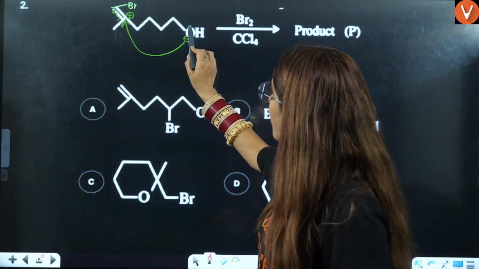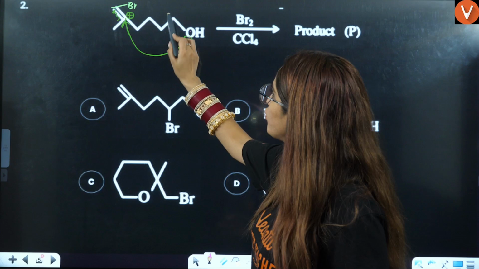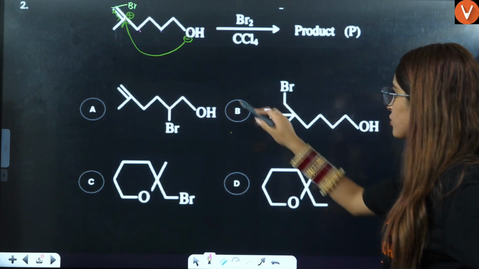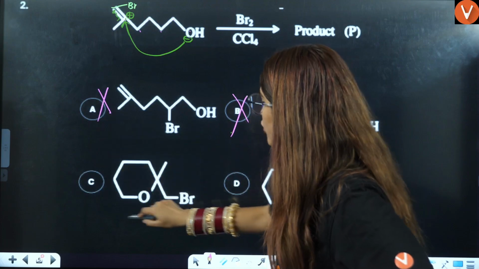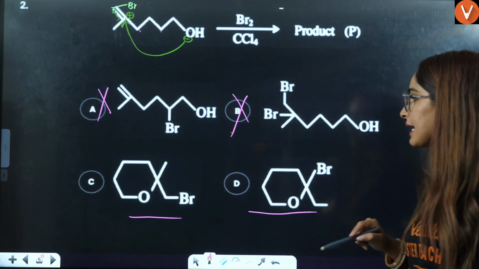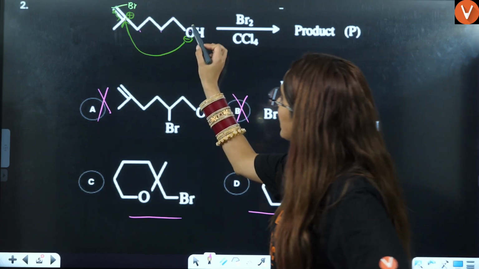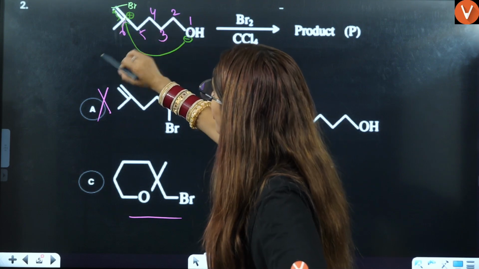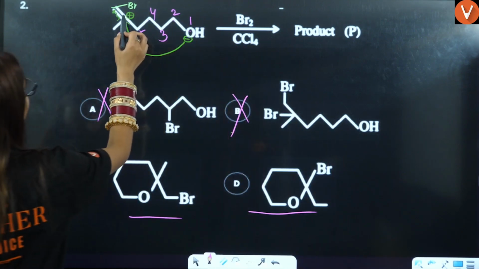Here you will have 1, 2, 3, 4, 5, 6. Okay, so both are 6-membered rings. So this is eliminated, this is eliminated. Out of these, we have to choose. Right? So if you choose this, we know that this is 1, this is 2, this is 3, 4, 5, and 6. On the 6th position, I have one methyl.